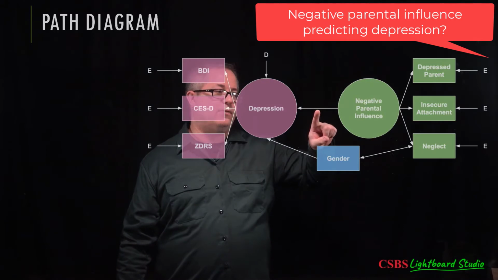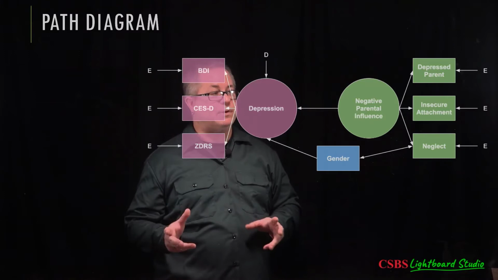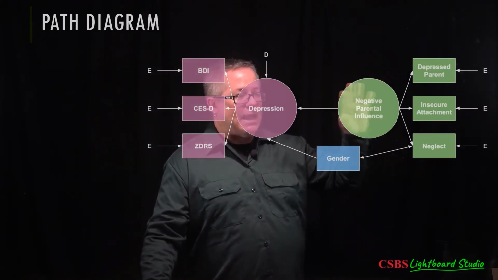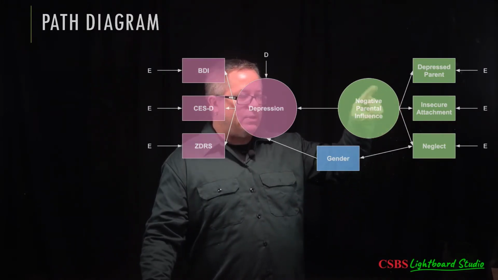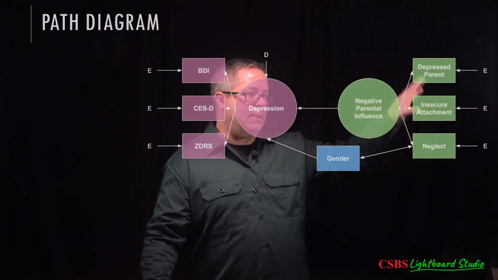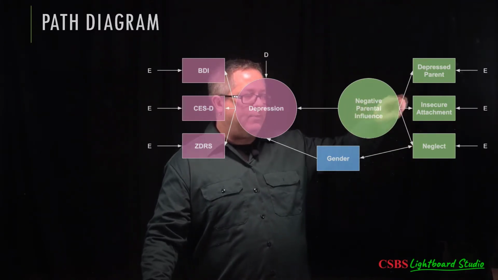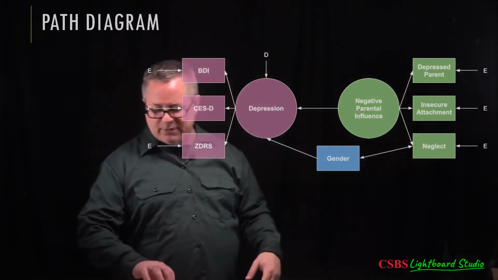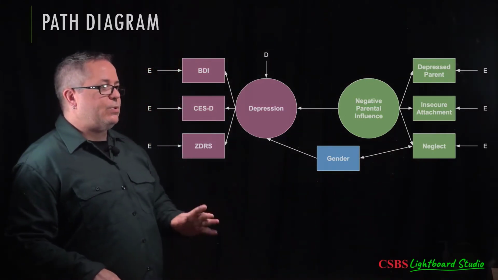So hold on to that arrow for a second. This is where some of these paths can get kind of confusing, because you have negative parental influence as a factor. As a latent variable, it has to be indicated by something. It has to have measured indicators. The measured indicators for this are everything in green. So you have three measured indicators that are making up this negative parental influence, right? We're thinking this thing exists, and it's being indicated by having a depressed parent, insecure attachment, and having some form of neglect between a parent and a child. Okay, so here's where things get interesting.